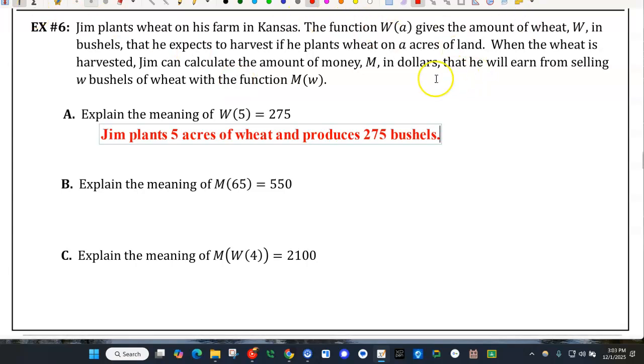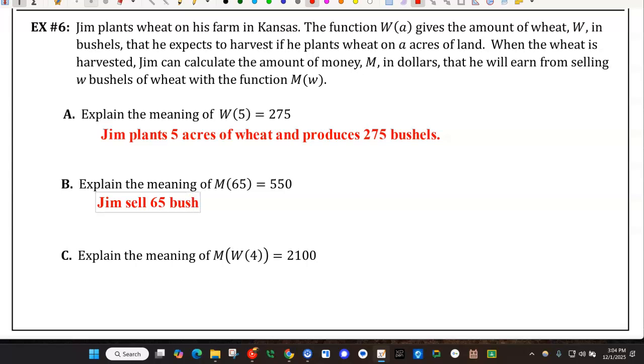And then next we have what is the meaning of M of 65 is 550. So we look at the units of both of those. When the wheat is harvested, Jim can calculate the amount of money M in dollars. So M is going to be dollars, so 550 is going to be $550 that he'll earn from selling W bushels of wheat. Yep. So the 65, right? Jim sells 65 bushels for $550.